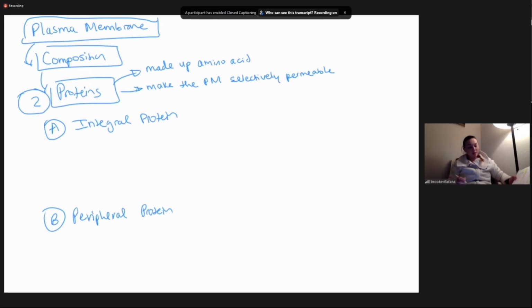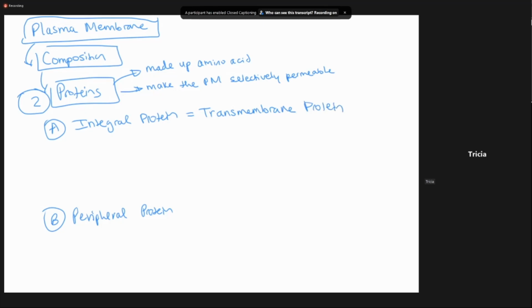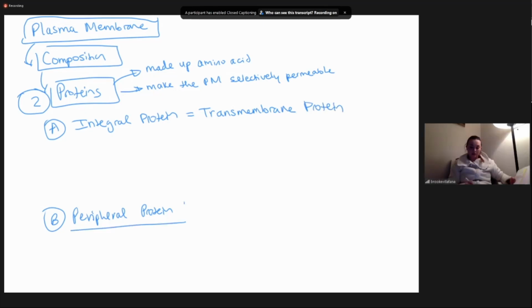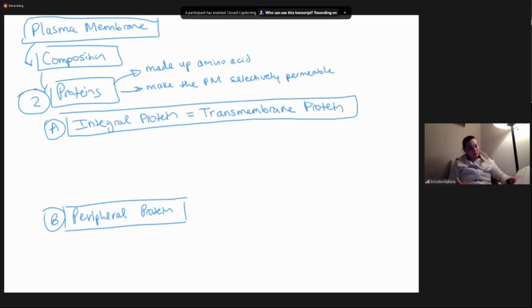So we're going to talk about how things get transported. So the integral protein is also called the transmembrane protein. And the peripheral protein does not have another name. Okay, so we're going to make sure we have two names for integral protein. So the integral protein allows large or charged compounds to enter the cell.